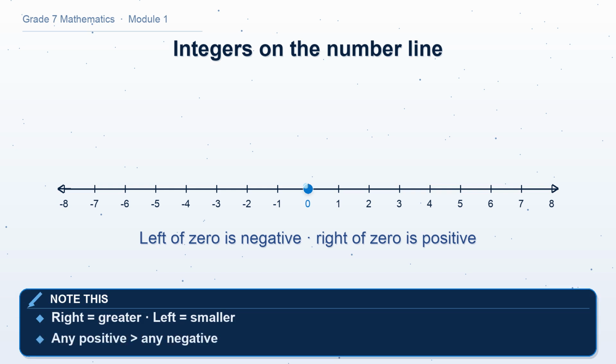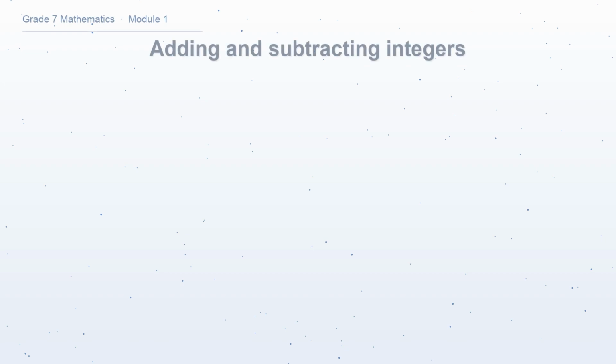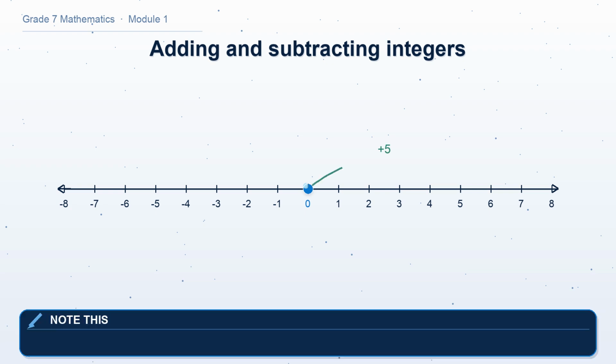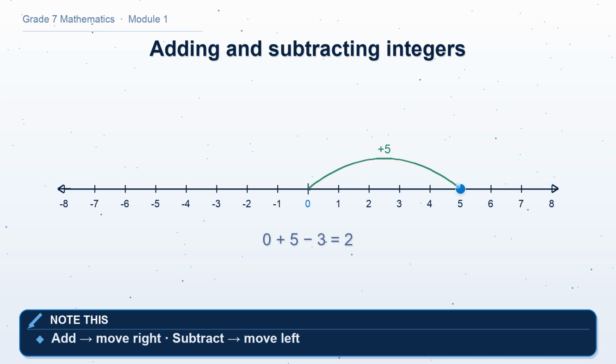Once we can picture the line, adding and subtracting become simple movements along it. To add a positive number, we move to the right. Start at 0 and add 5. We hop 5 steps right, landing on 5. To subtract, we move to the left. From 5, subtract 3. Move 3 steps to the left, and we land on 2.